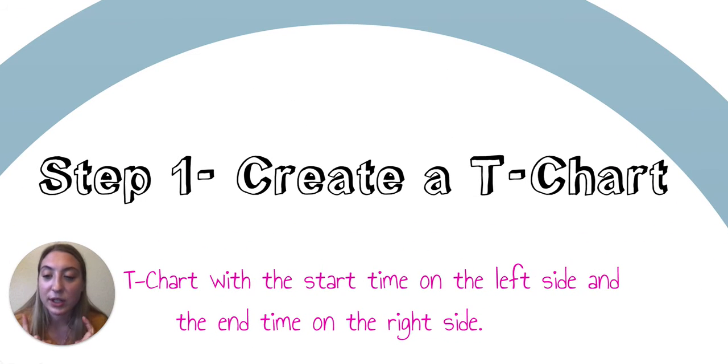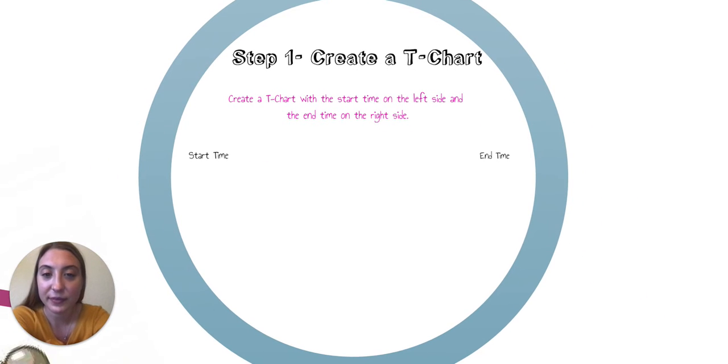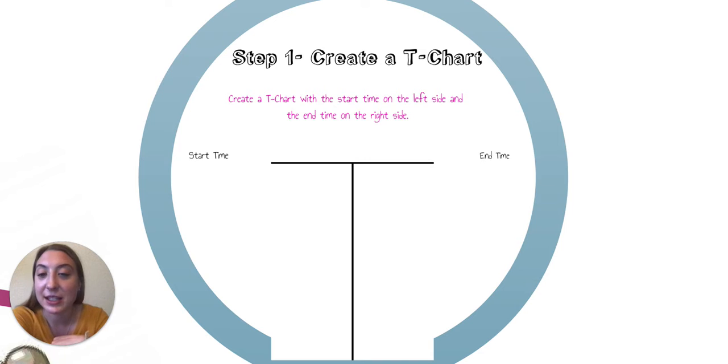Step 1, we're going to create a T-chart. So make sure that you have a notebook with you because we're going to be writing in our notebook for today. On the T-chart, put the start time on the left side and the end time on the right side. So here's my start time, here's my end time, and here's my T-chart. It just looks like a big T. 11:15 a.m. and 1:50 p.m.